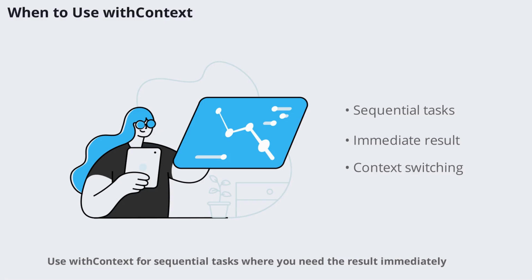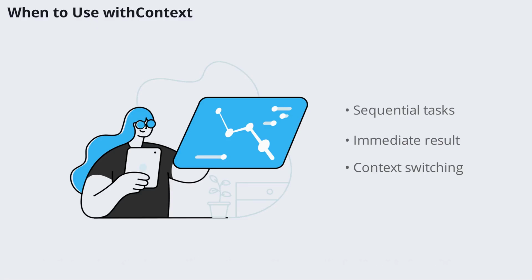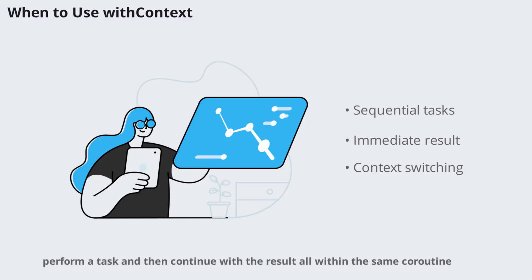Use withContext for sequential tasks where you need the result immediately, such as switching to an I/O or computation context. It's ideal for cases where you want to perform a task and then continue with the result, all within the same coroutine.